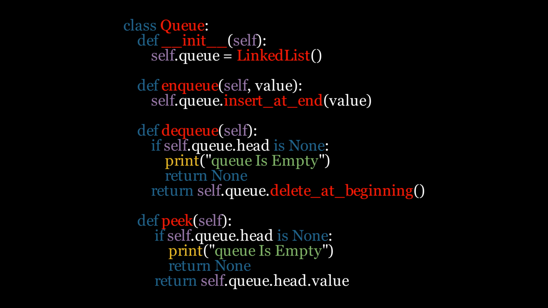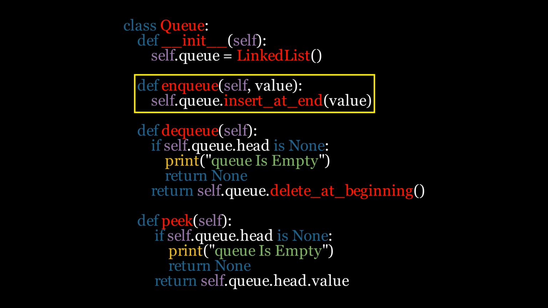Let's see the code for implementing a queue using a linked list. First, we define the queue class. In the constructor, we initialize the queue using the linked list class that we covered in our linked list video. Next is the enqueue operation, which involves inserting elements at the end of the list in constant time.